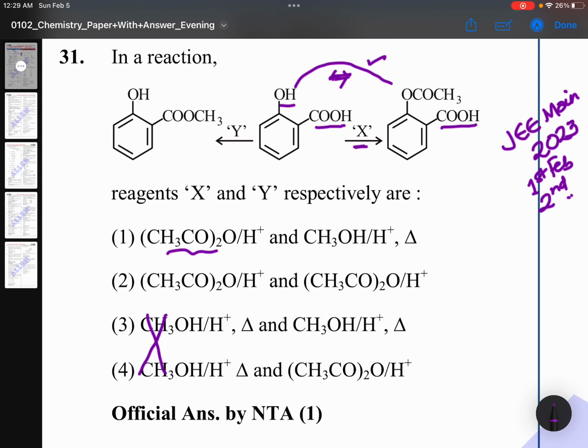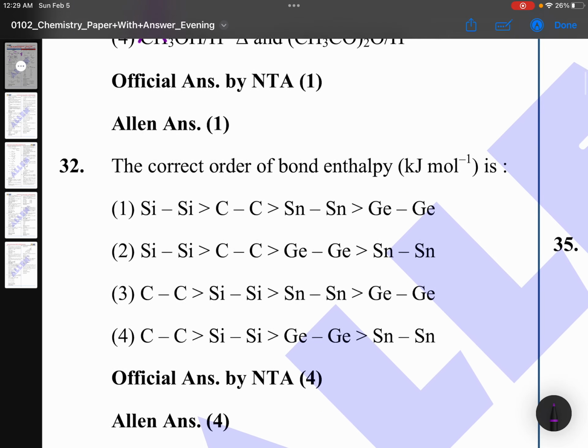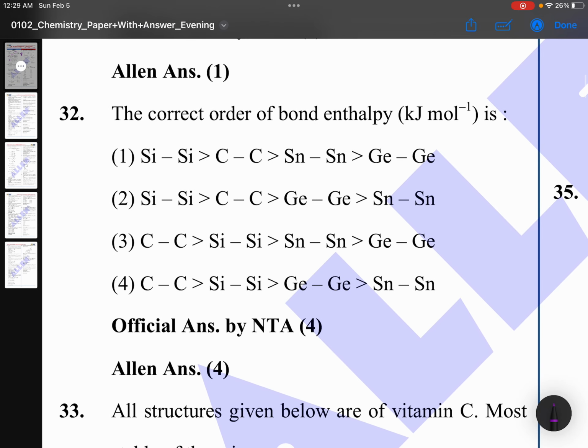Absolutely. Next here, OH is as it is and this is reacting. That means now it must be alcohol. This is alcohol. Right option.